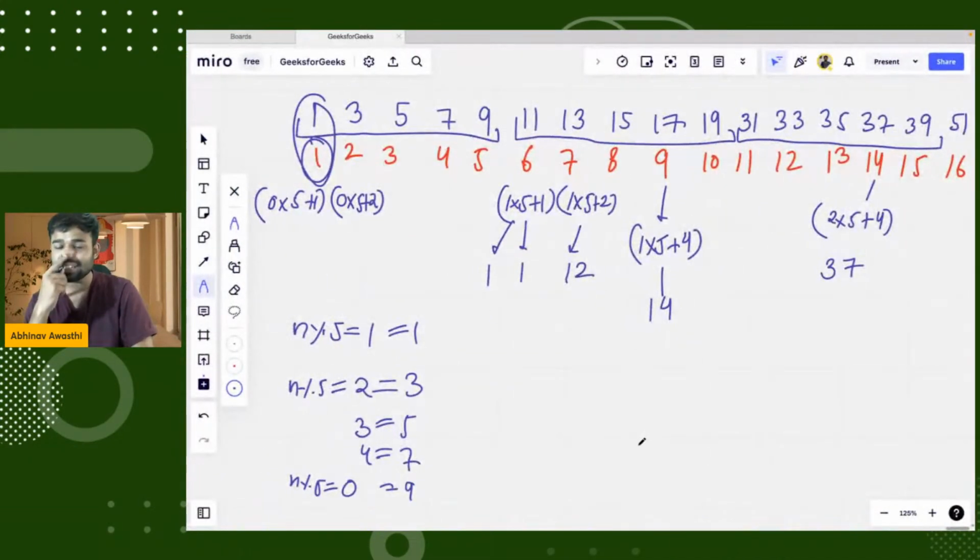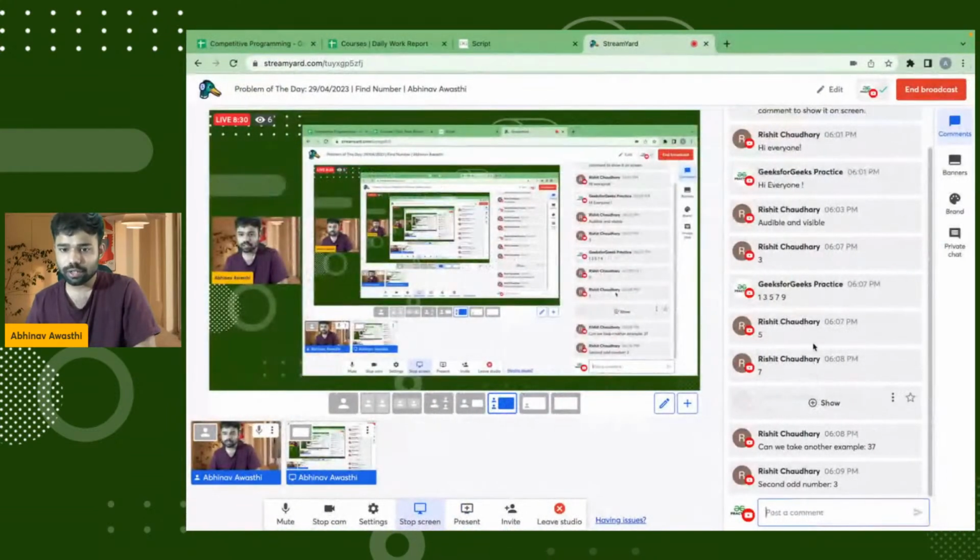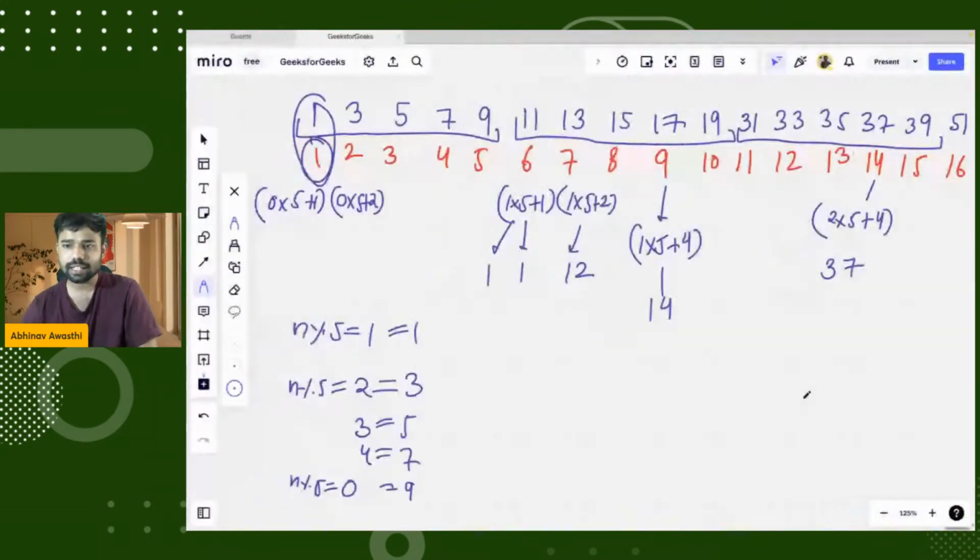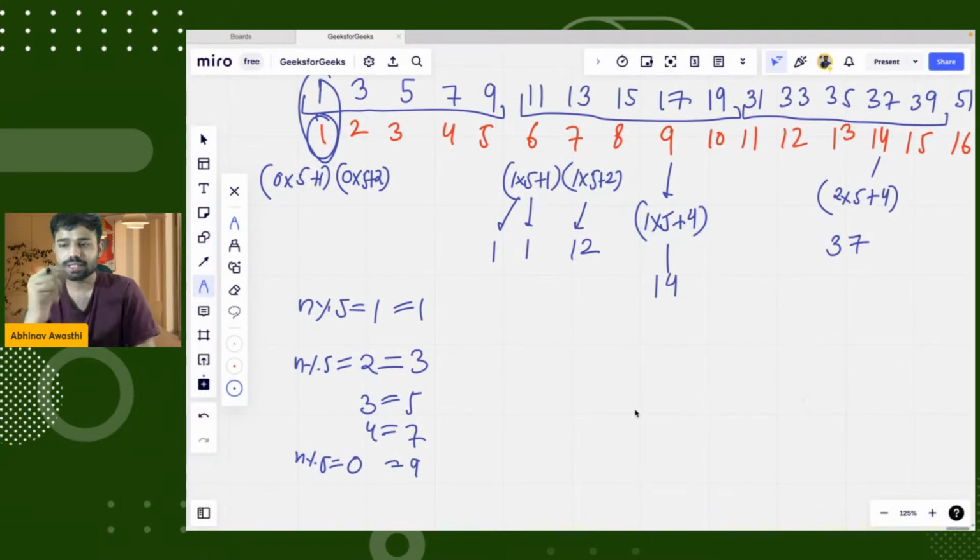Yeah, let's first write the code. Okay, then you will get it. First, let's write the code. How are digits added?